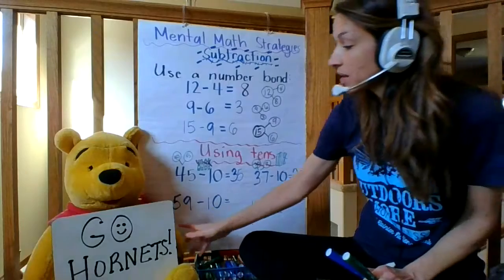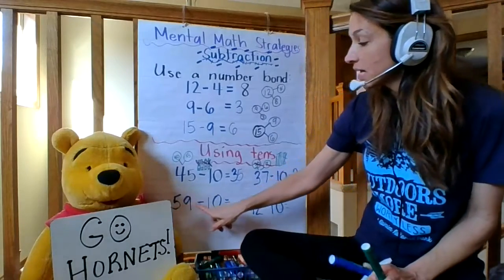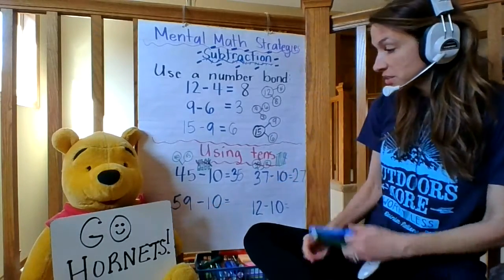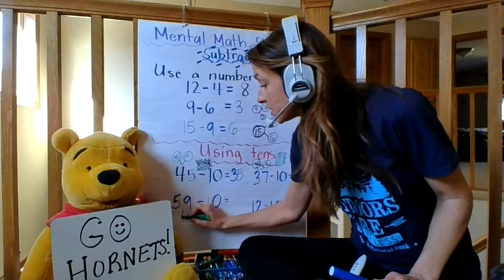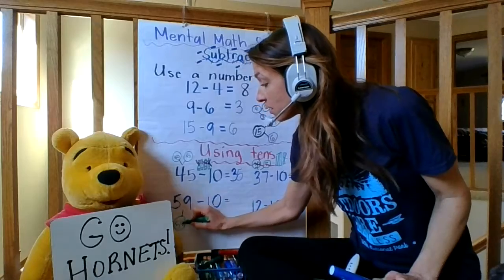All right, let's try that another time. 59 minus 10 equals. Well, I know that 59 is 50 and 9.